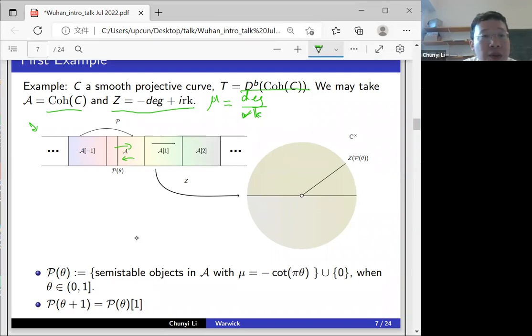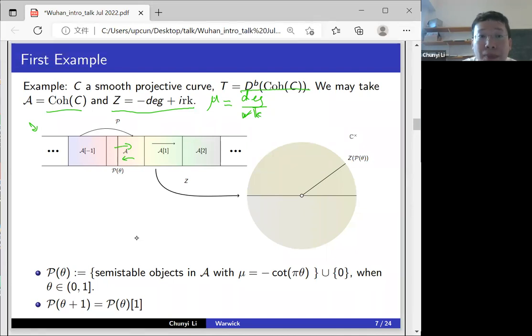You can go this way, go that way, and also you can have morphisms between objects in boxes, but this is the so-called look right property. You can only have morphisms from the box on the left-hand side to the box on the right-hand side, but you can never go back. So an object can never have a morphism from a higher shift to a lower shift.